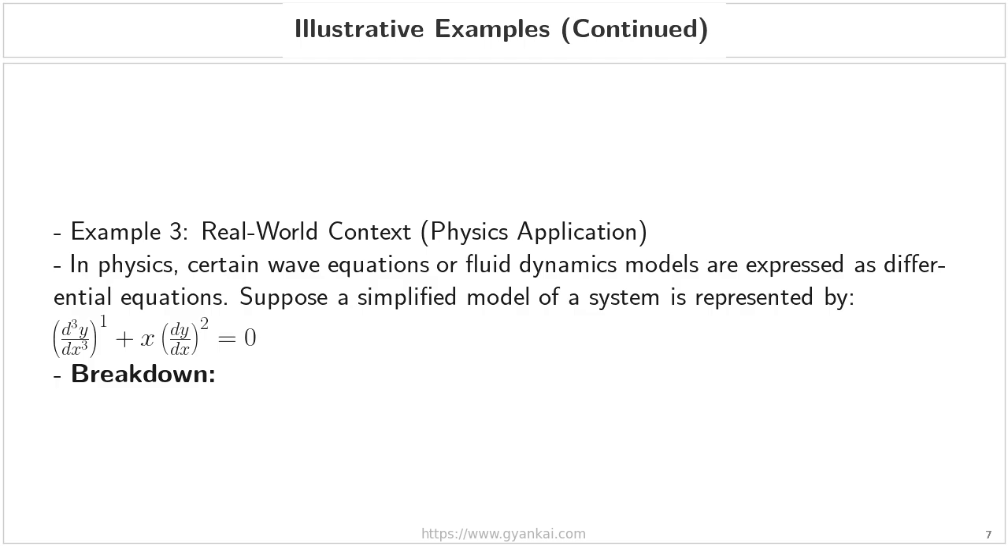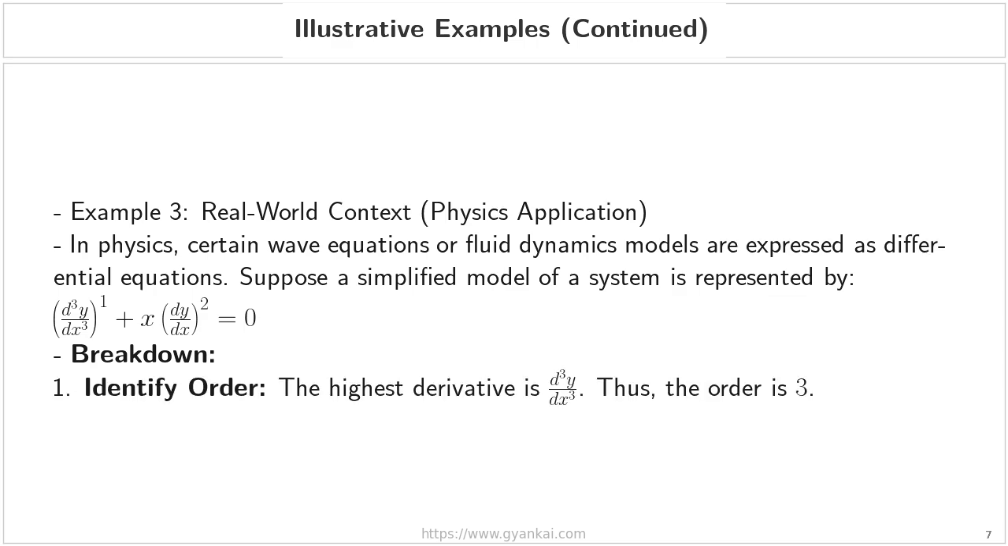To find the order and degree, let's perform a breakdown just like we did in the previous examples. First, step 1, identify the order. We look for the highest derivative present. In this equation, the highest derivative is the third derivative of y with respect to x. Therefore, the order is 3.